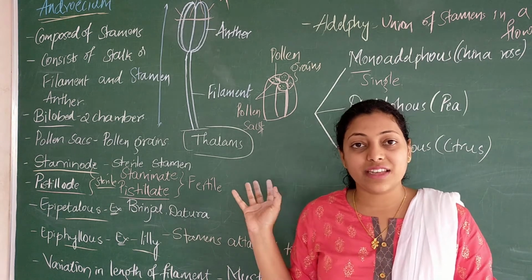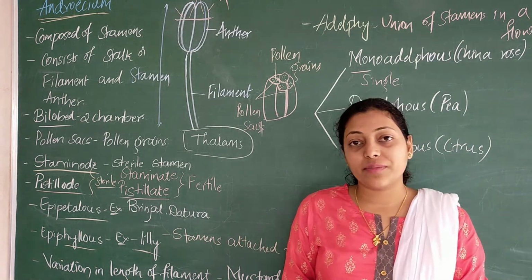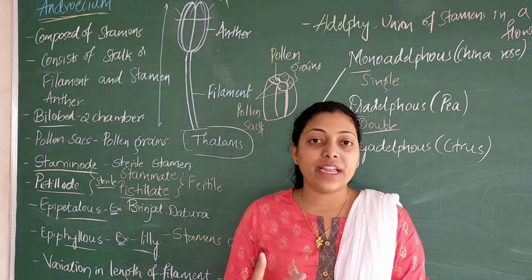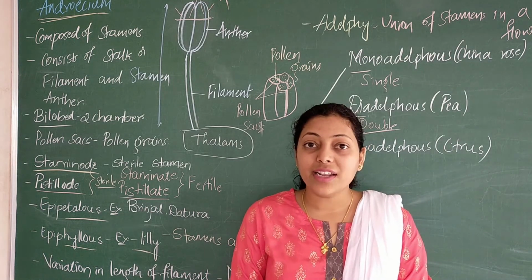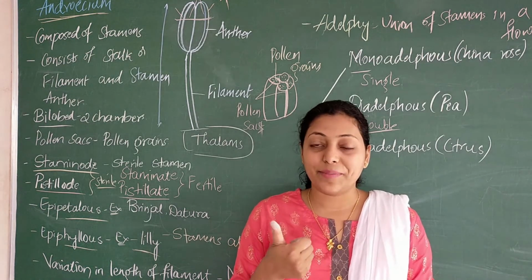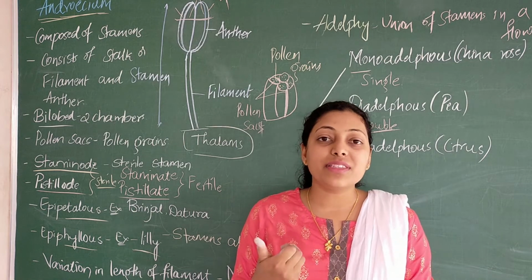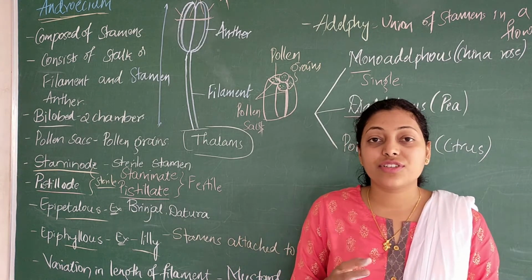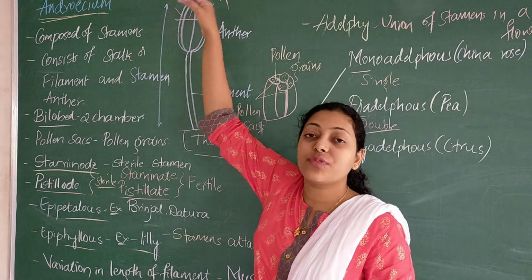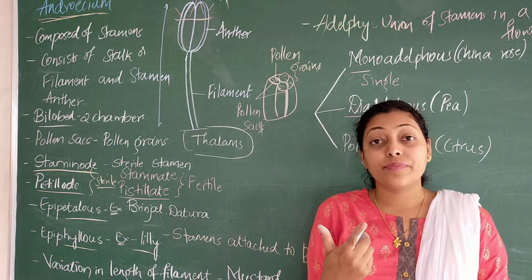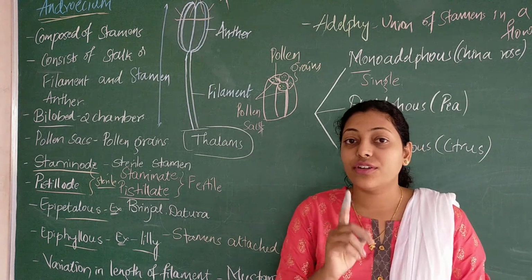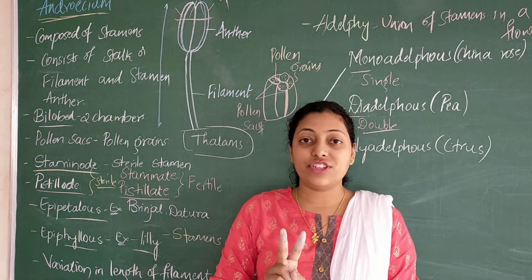I hope it is clear for you all. Make sure you remember that androecium is the male reproductive unit of a flower which consists of stamens. Stamens are the structures which consist of two different parts: the filament and the anther. Make sure you remember that the anther is bilobed in nature.